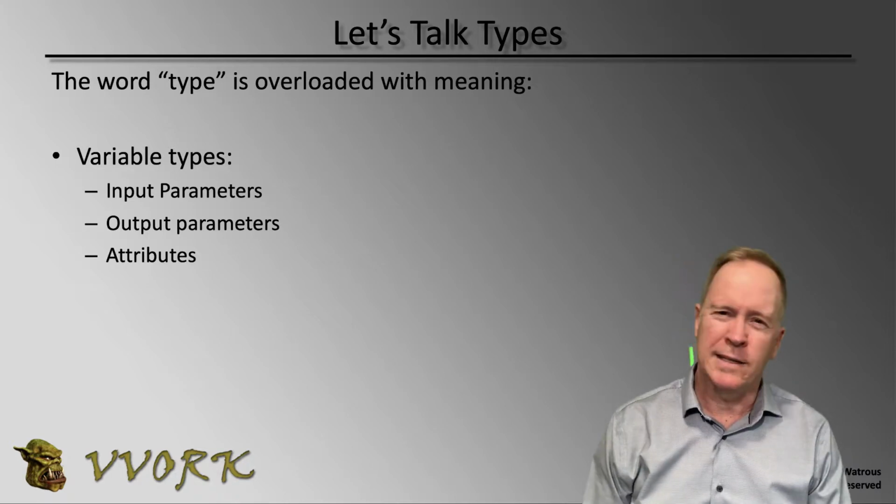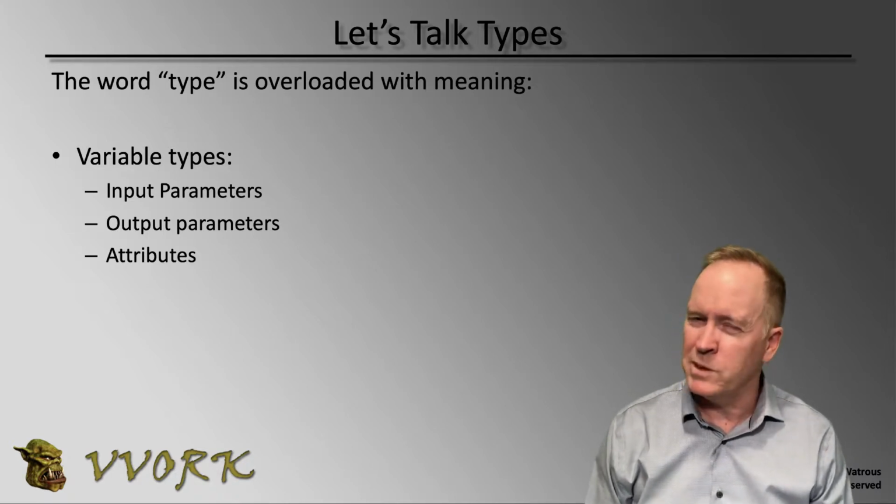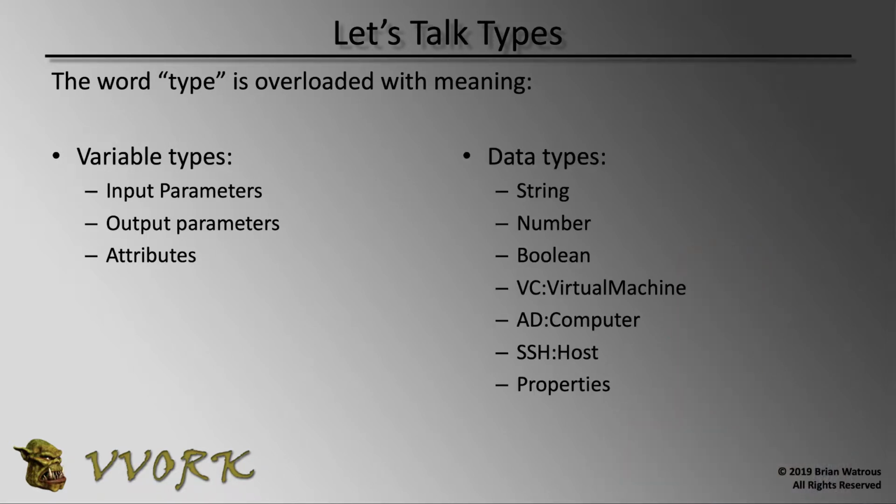On the other hand, in other situations when people are talking about types, they're not talking about variable types. Instead, they're talking about something called data types. So what's the deal here? What's the relationship between these? Well, when I create a variable, I can choose any of the three types that you see on the left. I can choose to create an input parameter, output parameter, or an attribute. Doesn't matter which. But any of those three types of variables can be assigned a different data type.